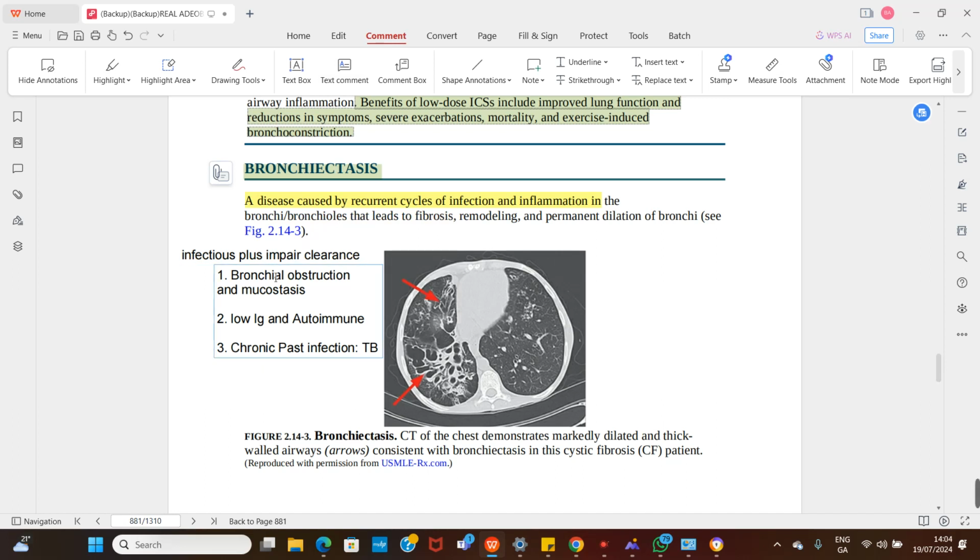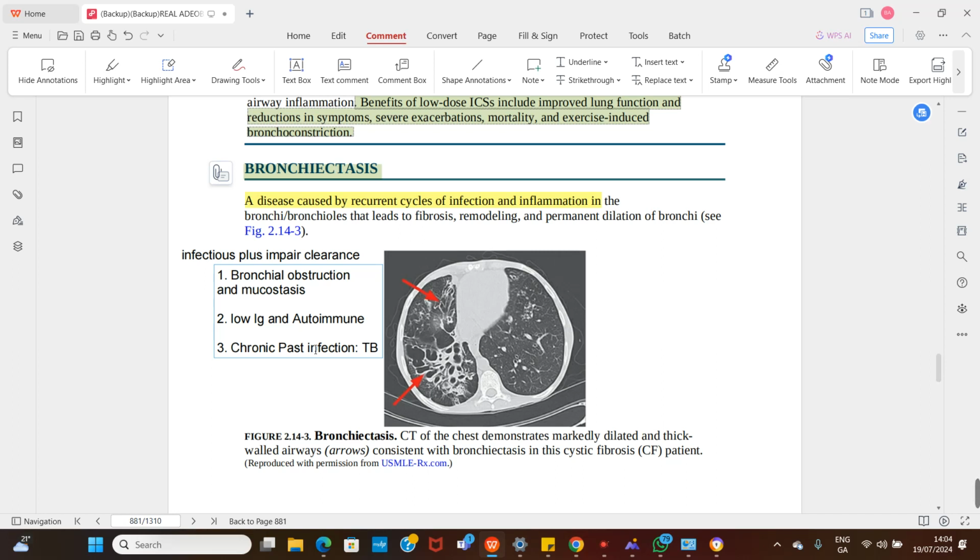So what are the 3 pathophysiologic mechanisms that you need to remember? Anything that causes bronchial obstruction and mucostasis, anything that causes a drop in the IgA levels, or autoimmune disease, or any chronic past infections. So, for example, for bronchial obstruction, someone that has a foreign body in the airway, someone that has cystic fibrosis, secreting lots of mucus, someone that has a lung cancer obstructing the bronchial airways, that individual will not be able to clear up the mucus.